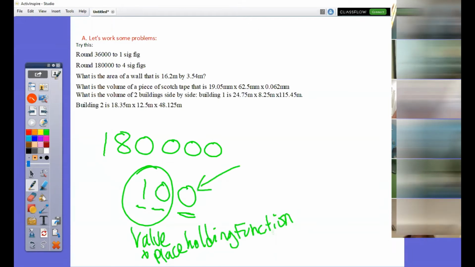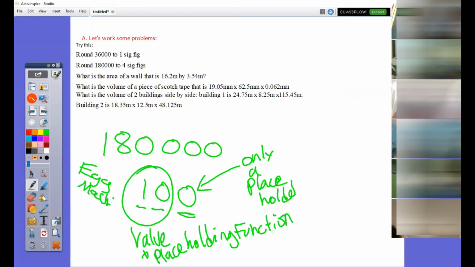In 1's place, 0 is only a placeholder. In my egg machine, the 1's place will always be a 0. It can never be a number other than 0 because my machine cannot detect individual eggs reliably. It can only detect 10 or more eggs, and it detects them in groups of tens, by the tens. Okay, so we say that this number has two significant figures.